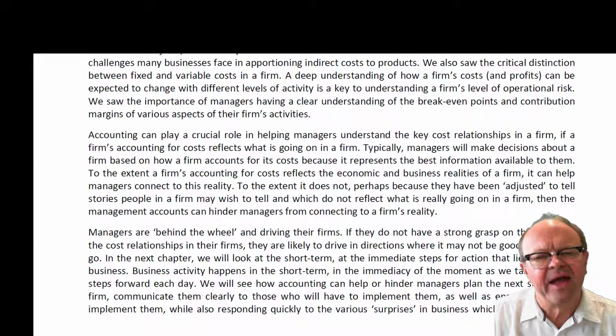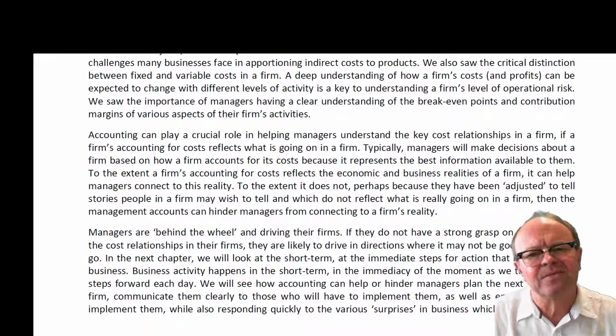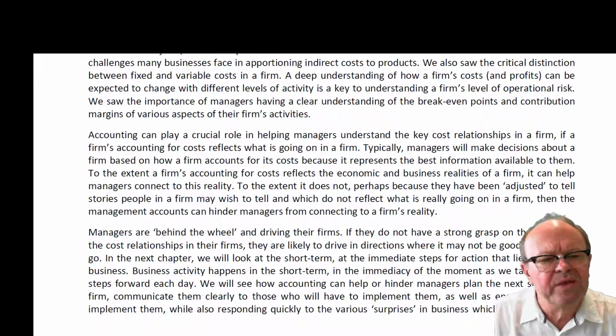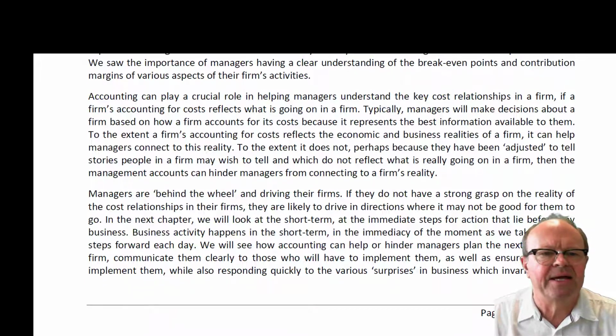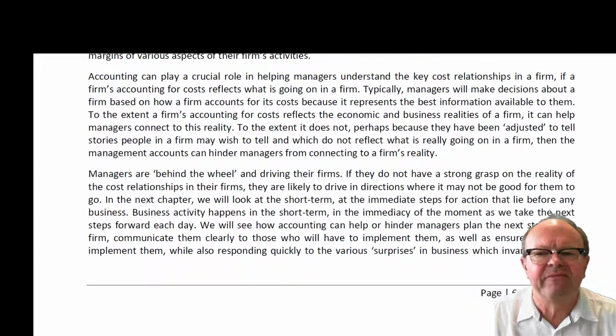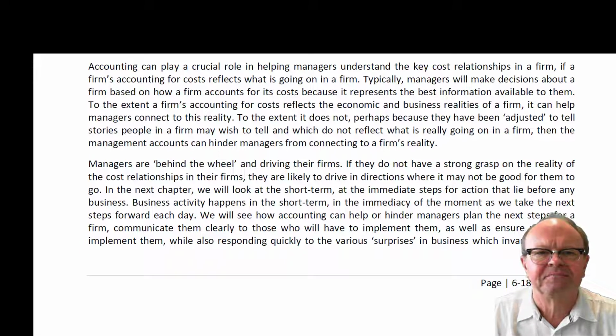A deep understanding of how a firm's costs and products can be expected to change with different levels of activity is a key to understanding a firm's level of operational risk. We saw the importance of managers having a clear understanding of the break-even points and contribution margins of various aspects of their firm's activities. Accounting can play a crucial role in helping managers understand the key cost relationships in a firm if a firm's accounting for costs reflects what is going on in a firm.